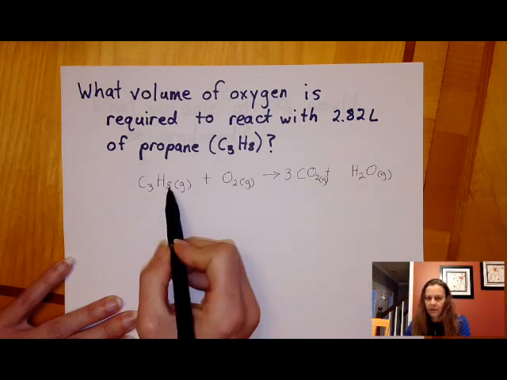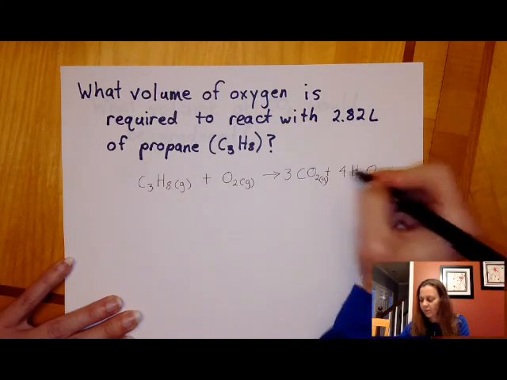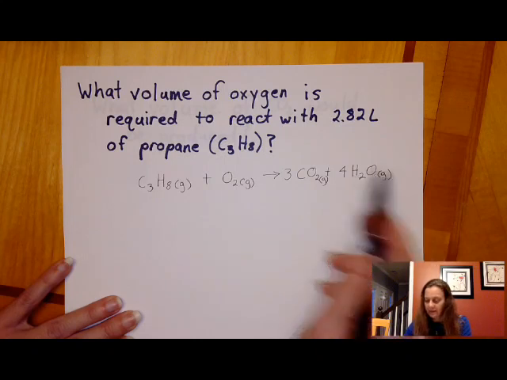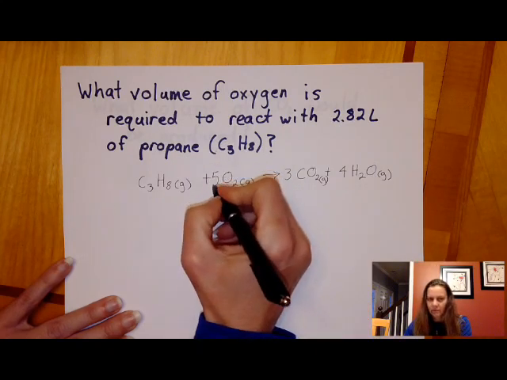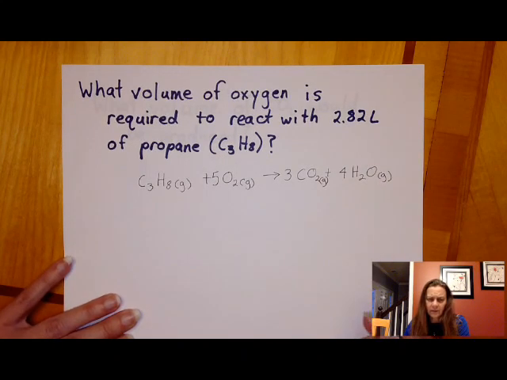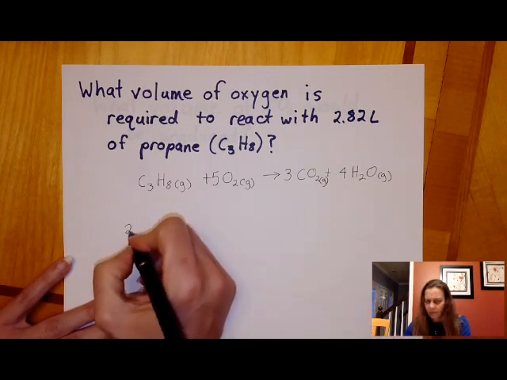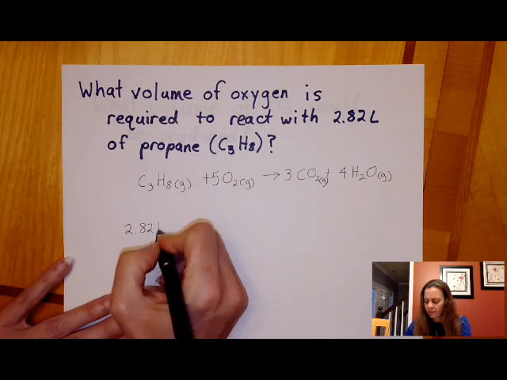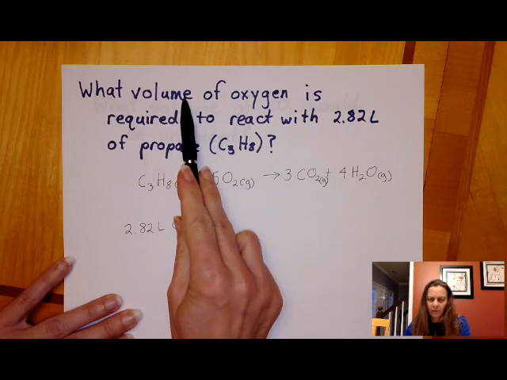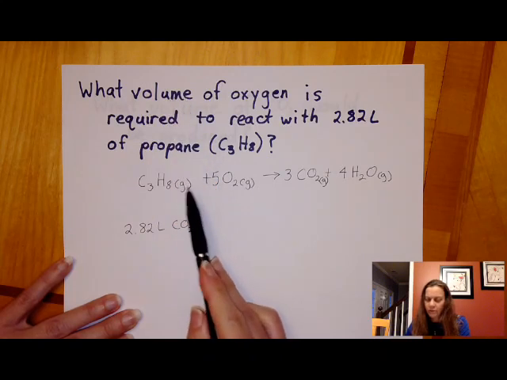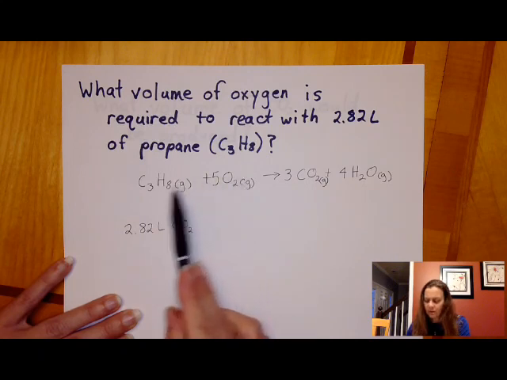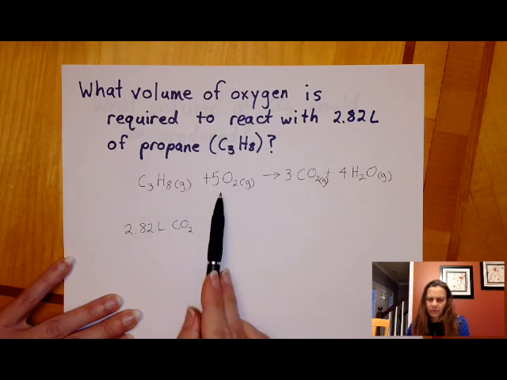I have 8 hydrogens, so I'm going to put a 4 in front of the water. That now gives me 6 oxygens plus 4 oxygens is 10. So I'm going to put a 5 in front of the O2. And now our chemical reaction is balanced, and now we can get to the stoichiometry. So again, begin with what we know, 2.82 liters of propane, and it's asking me again for a volume of oxygen. So mole ratios become volume ratios, 1 mole of propane to 5 moles of oxygen, or 1 liter of propane for 5 liters of oxygen.